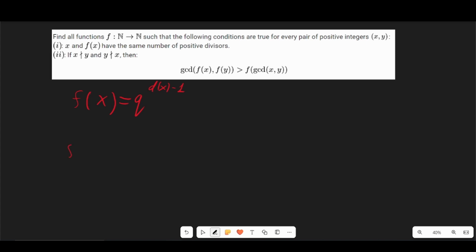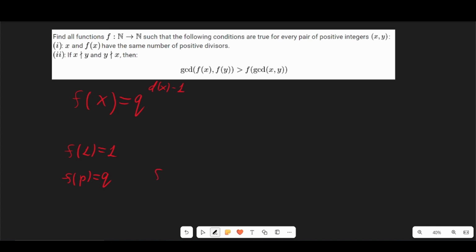At first, it's easy to notice that f of 1 is 1, because 1 does not have any prime divisor, and f of 1 must not have any divisors except 1. So f of 1 is 1. And what can we say about f of p? f of p is some prime number q, because p has only two divisors, 1 and p itself, and q must also have two divisors, 1 and q.